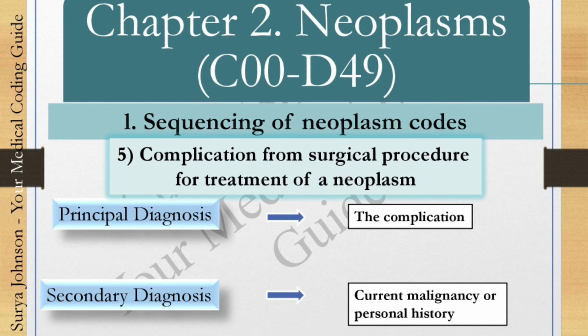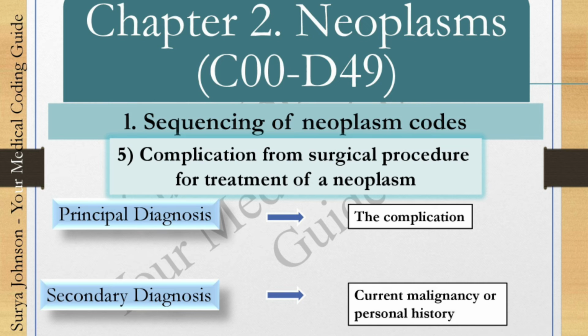So the principal diagnosis will be the complication, followed by the current malignancy or personal history, because this is a surgical procedure. If it's completely eradicated, then it becomes a personal history. If it is partially eradicated and not completely eradicated, it becomes a current malignancy. You remember that one, right? The personal history scenario that we saw quite a time back. The same thing applies here.